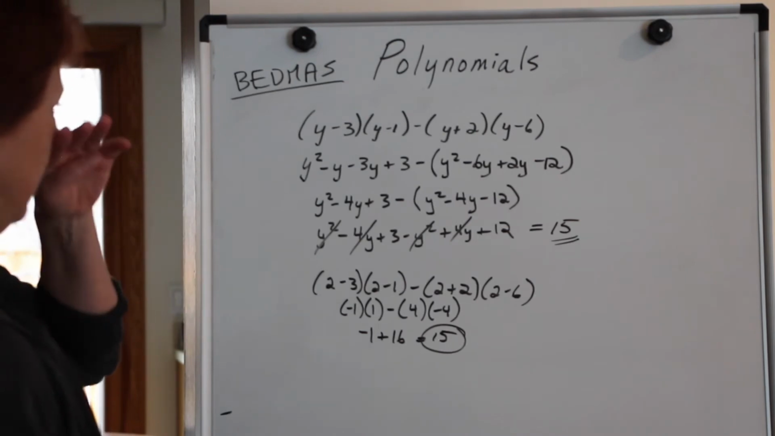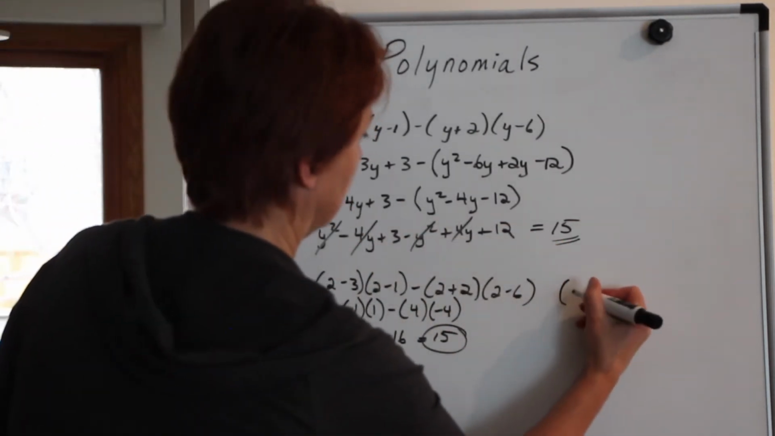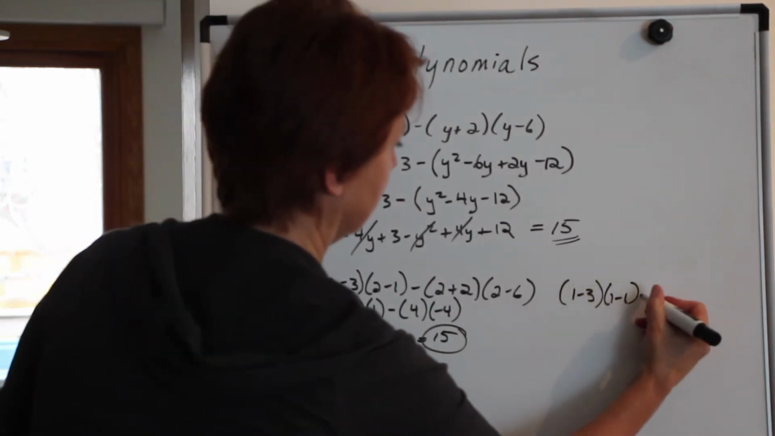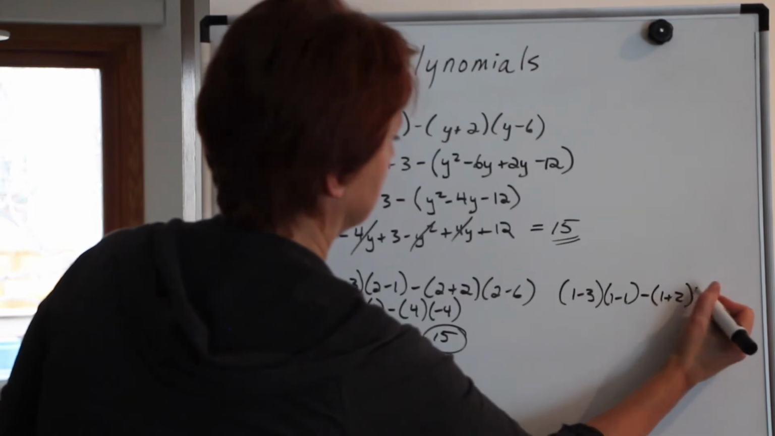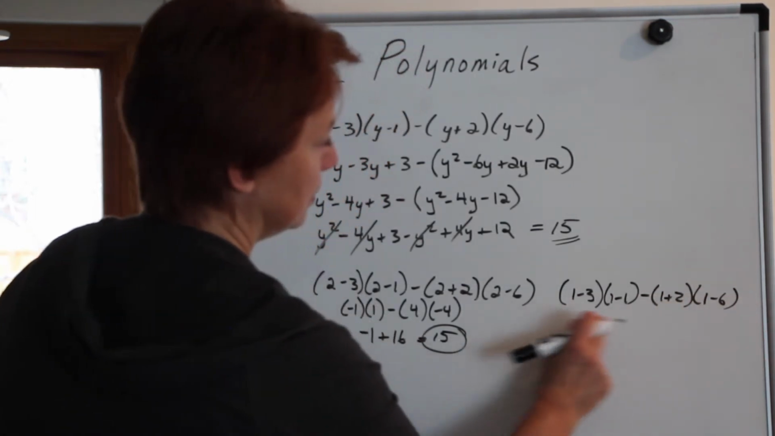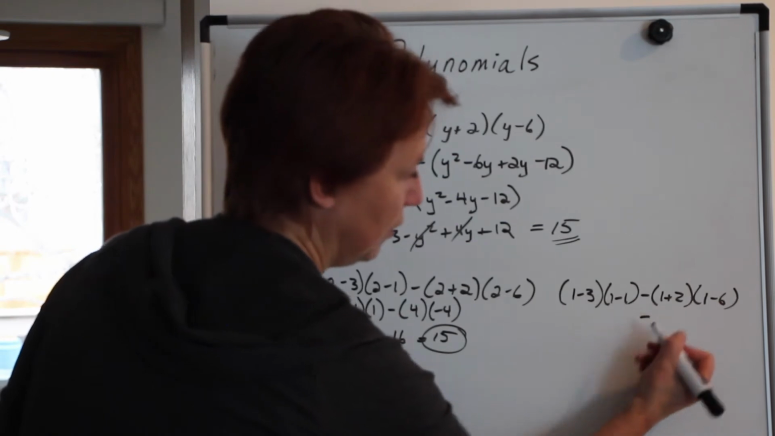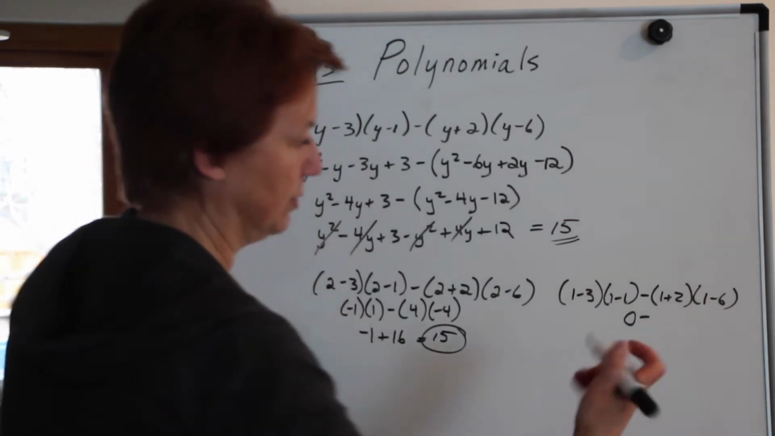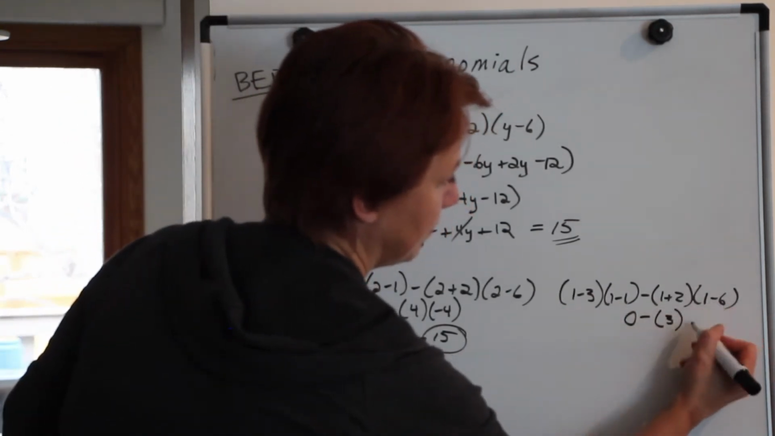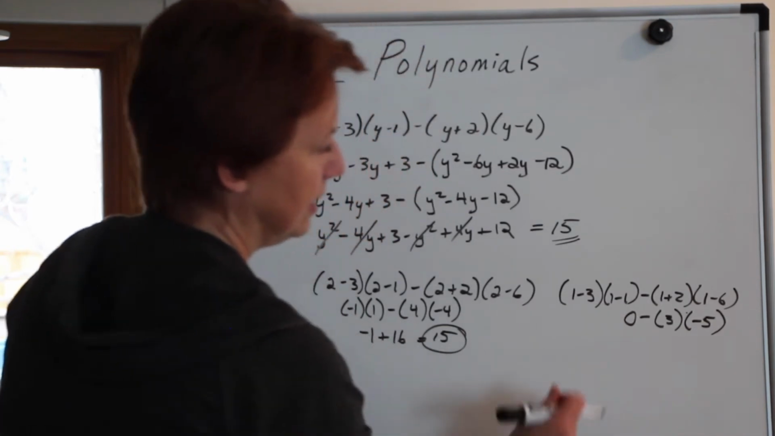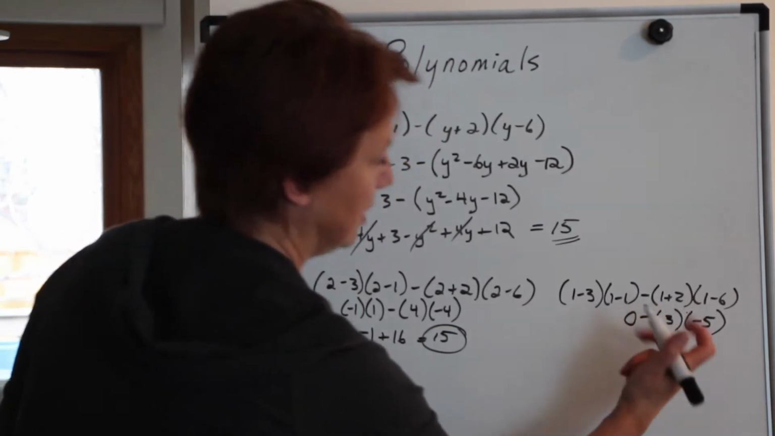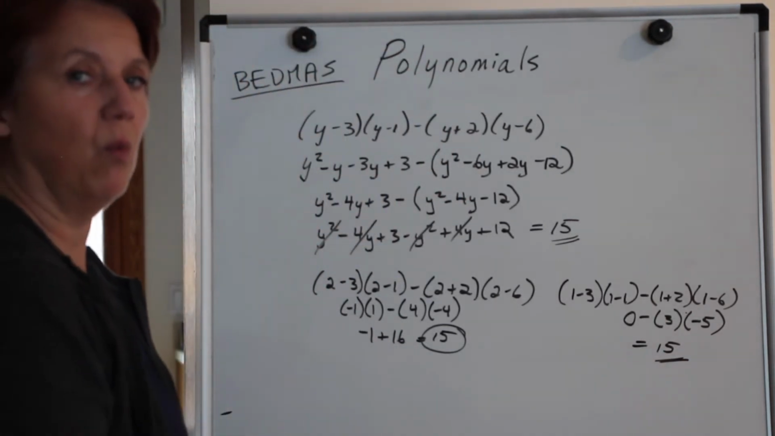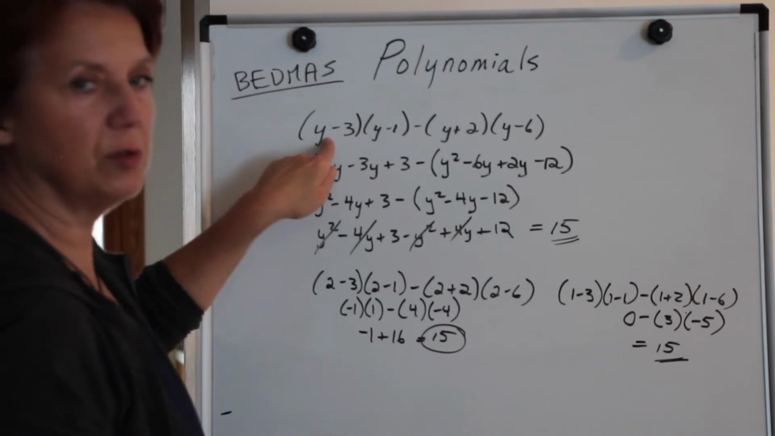Let's try 1, okay? So 1 minus 3, 1 minus 1, you see what's happening there? We're getting 0 there. 1 plus 2, and 1 minus 6. So this is all 0. We don't even have to think about it, but we do have to keep that minus sign there, because what we're doing is 0 minus whatever follows. So this is 3, and this is negative 5. So negative 3 times negative 5 is 15. It will always equal 15, no matter what value for the variable you choose to use.